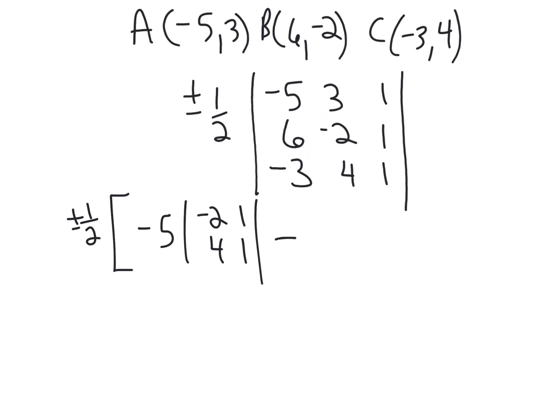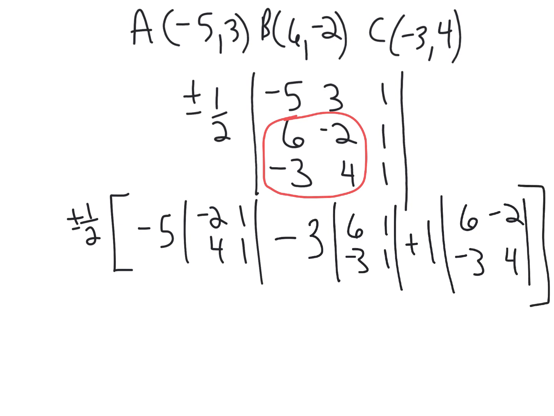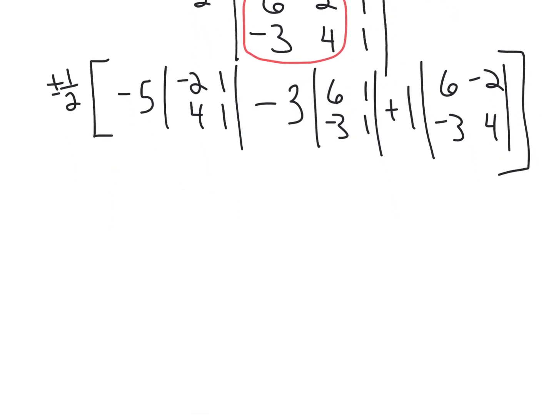And then we can do minus, we're going to take that top middle number, which is the 3, and then stuff that's not in that row and column would be 6, 1, -3, 1, and then plus the top right corner is a 1, and then stuff that's not in that row and column would be this bottom left corner. So it'd be 6, -2, -3, 4. And this would be good for splitting up into sections. If each person just picks, I'm going to do the first part, I'm going to do the second part, I'm going to do the third part.